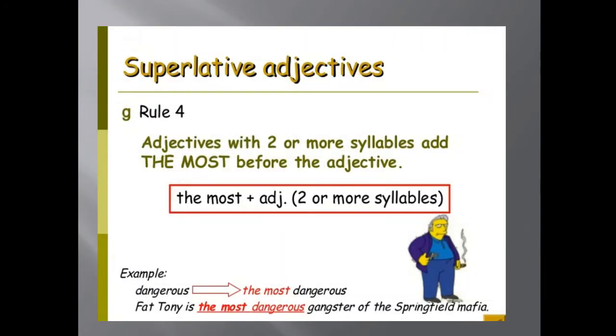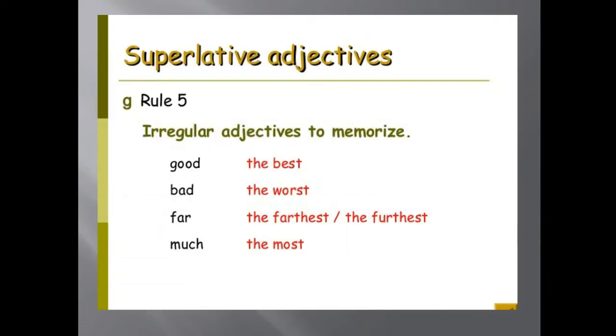Rule 4. Adjectives with 2 or more syllables, add the most before the adjective. The most, adjective with 2 or more syllables. Dangerous, the most dangerous. Fat Tony is the most dangerous gangster of the Springfield Mafia. Rule 5. Irregular adjectives to memorize. Good, the best. Bad, the worst. Far, the farthest or the furthest. Much, the most.